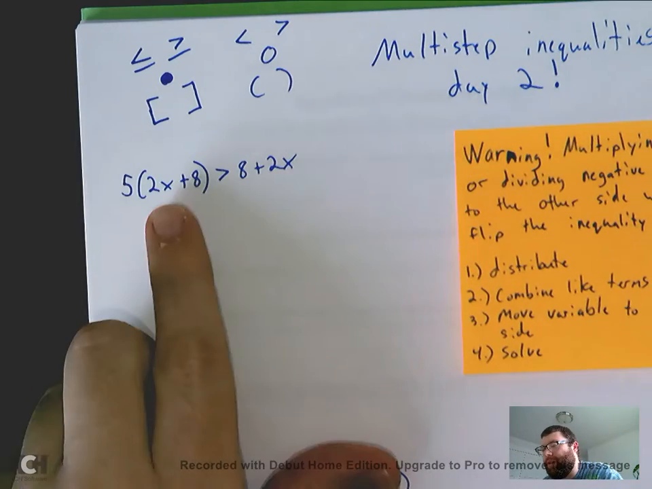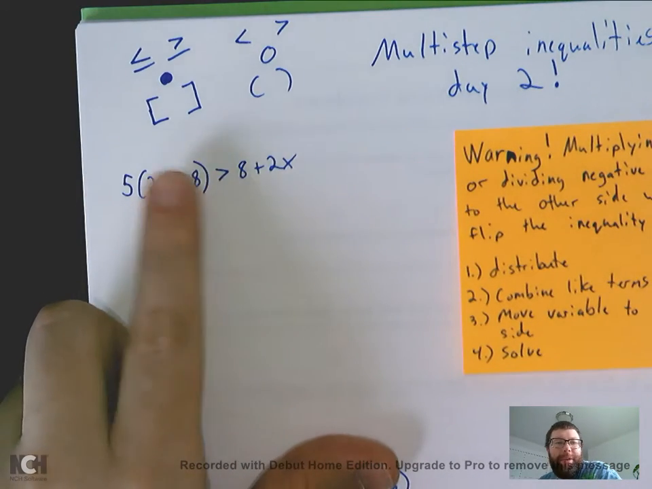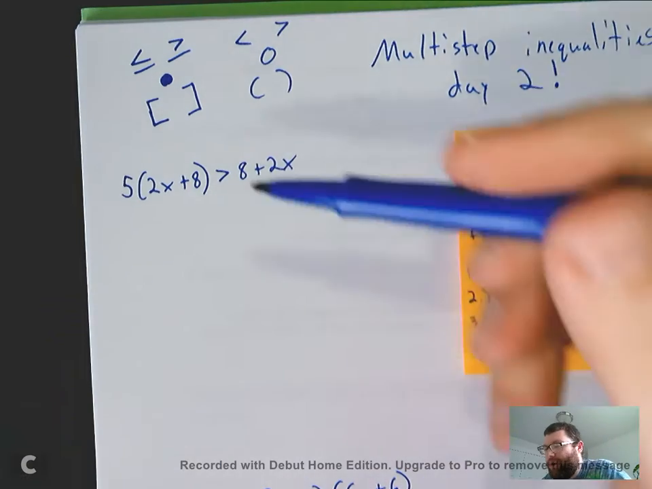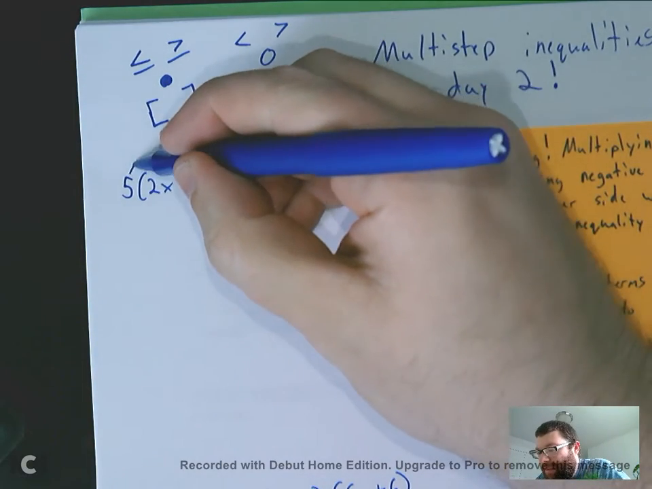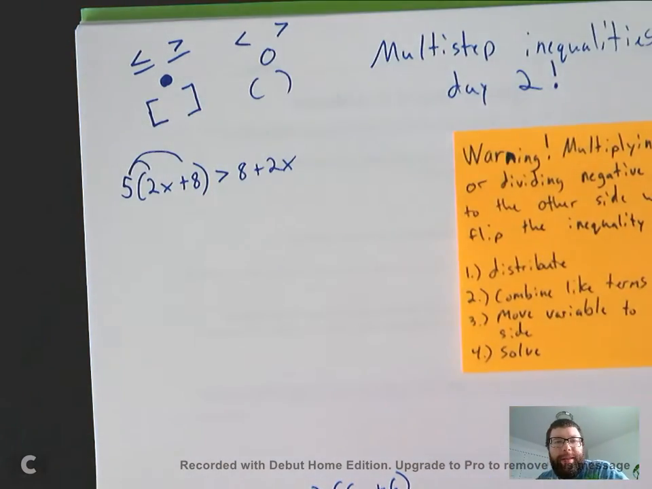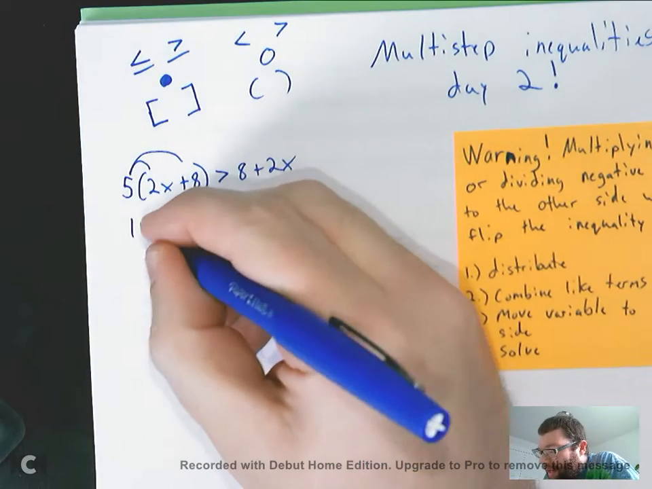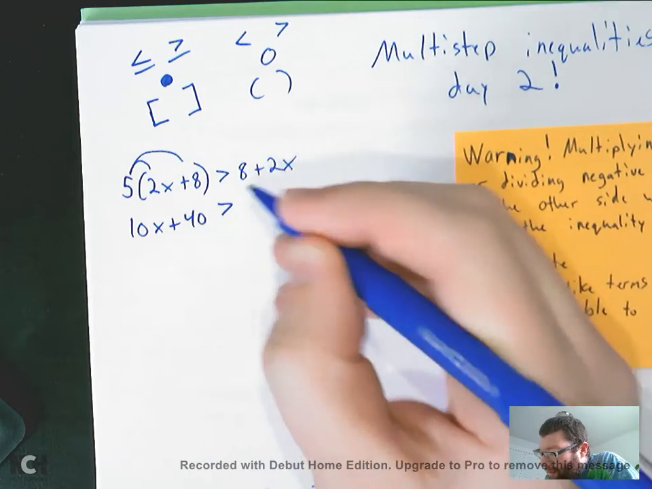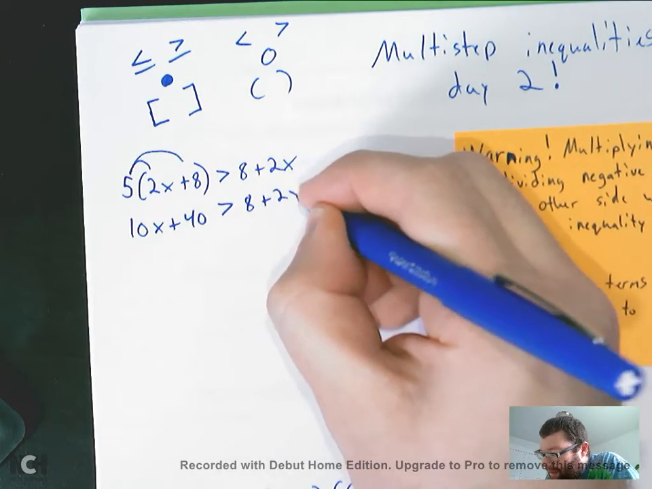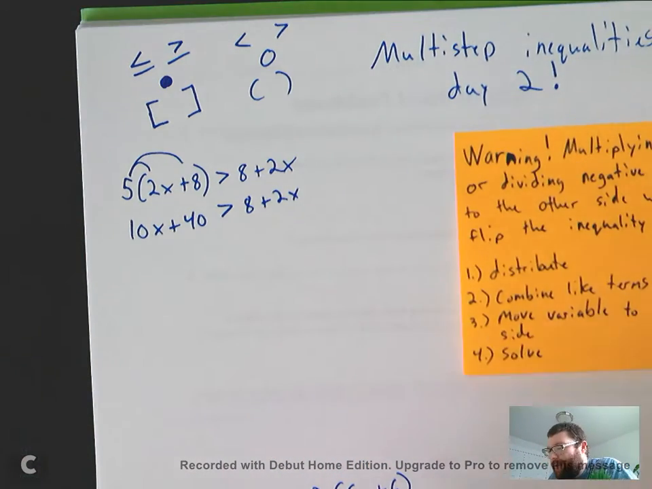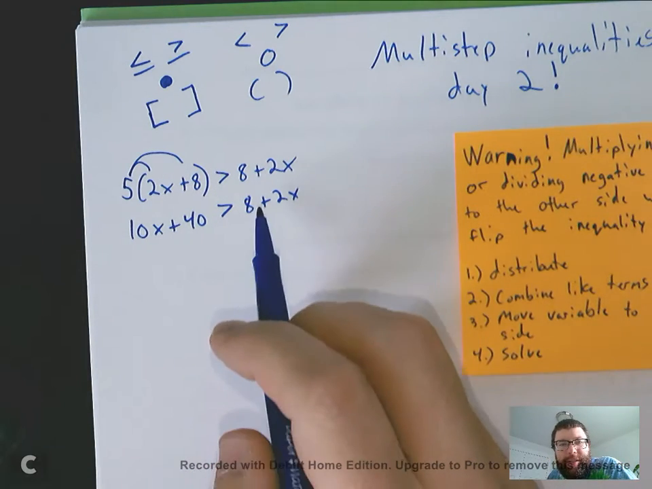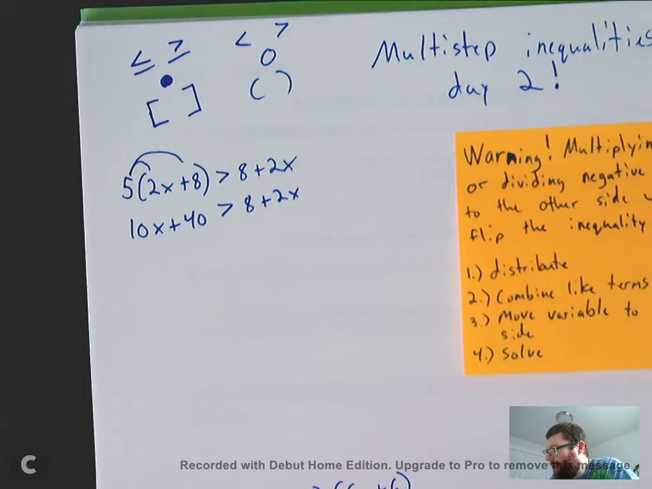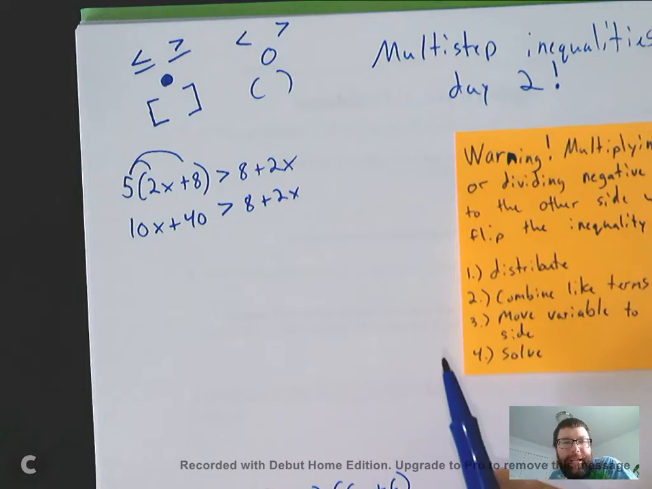So we're going to first look for distributing. And since we have parentheses here, that tells me I need to distribute, right? And so I'm going to distribute that 5 into the parentheses, and I would get 10x plus 40 is greater than 8 plus 2x. Okay, then I look for like terms. Do I have any like terms? Nope, no like terms. So then I look to move the variable to one side.